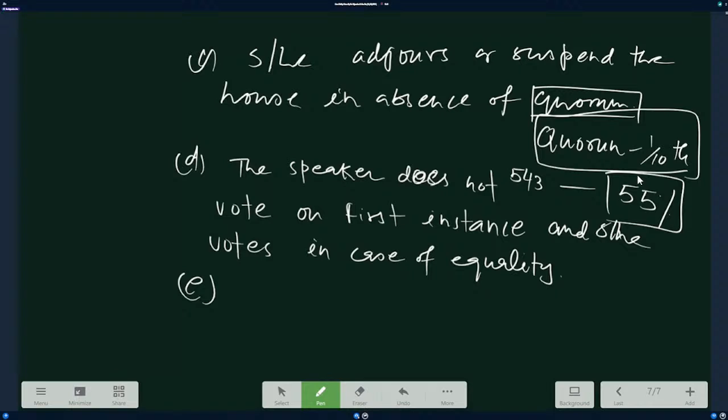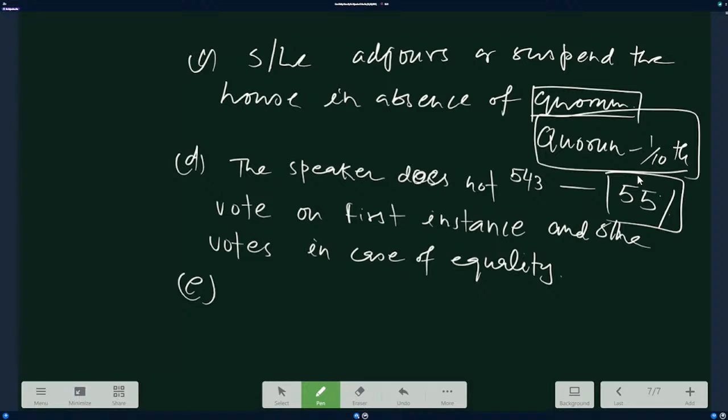Ambar is saying that, sir, just now you had us write that the Speaker can vote in first instance, but now you are denying it. The Speaker can vote in first instance only when the removal resolution is going on against him, for his removal. When a removal resolution is already there in the house, the Speaker votes in first instance, but not in case of equality.